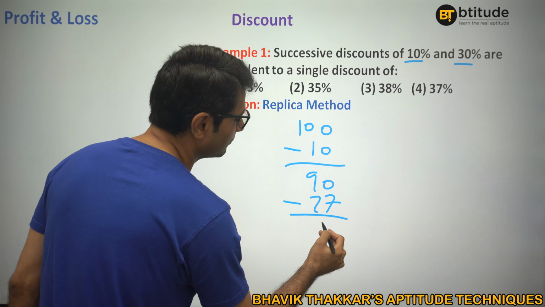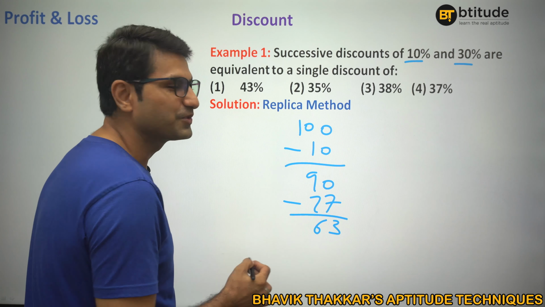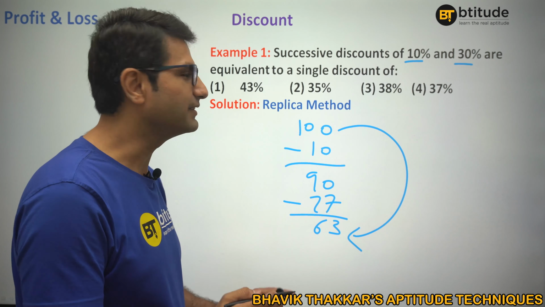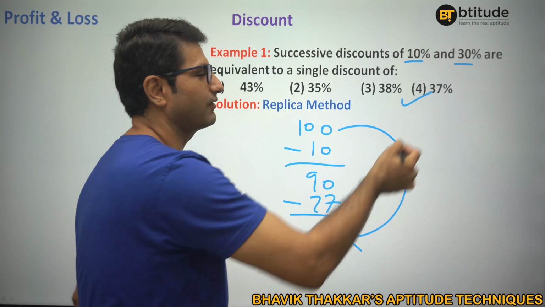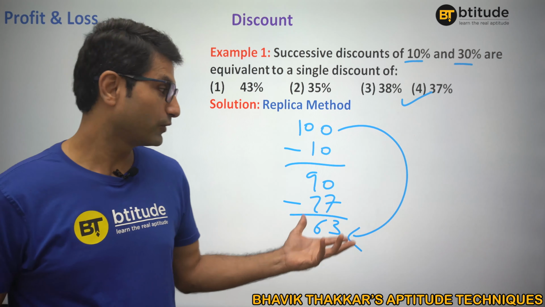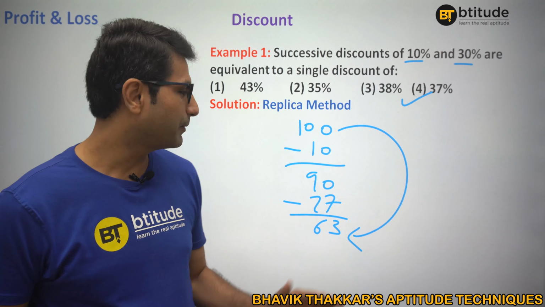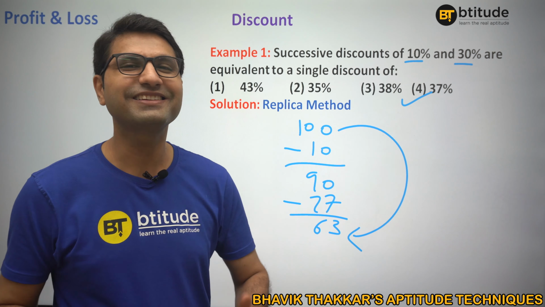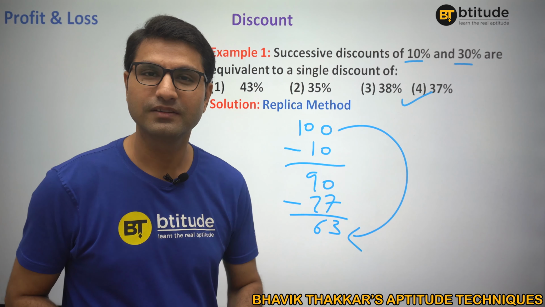So your price becomes what? 63. So what is the effective discount? 37%. Pretty easy, isn't it? So in this particular question, replica method was easy too, right? We started with replica method and now we understand when there are successive discounts, this is how we can apply replica method to it. Alright.